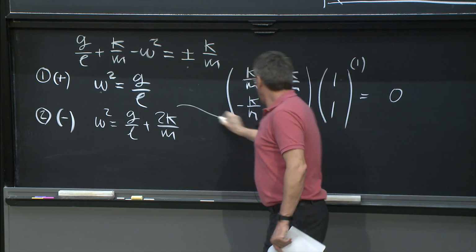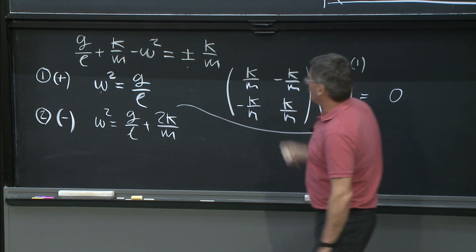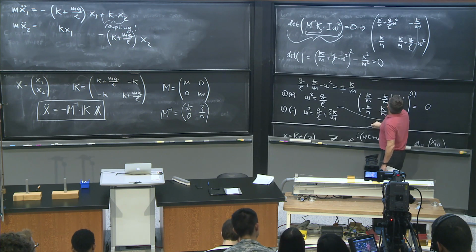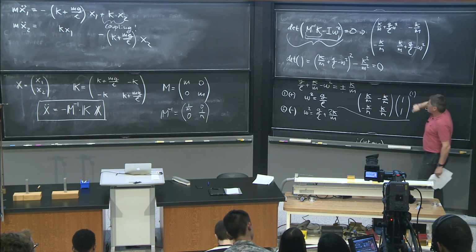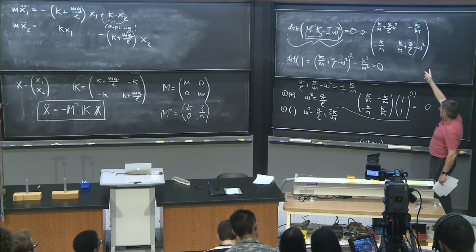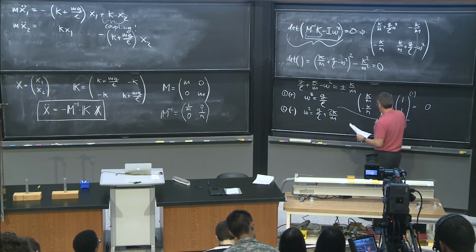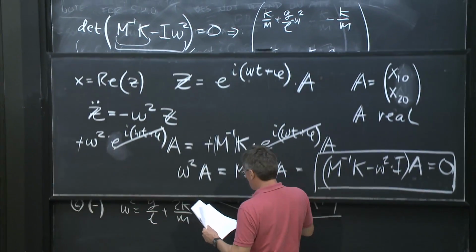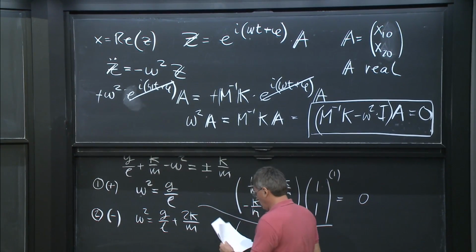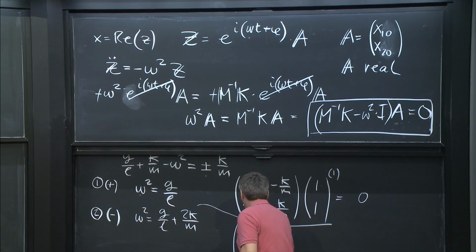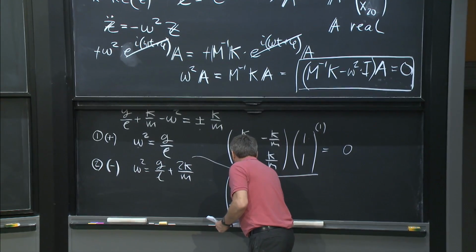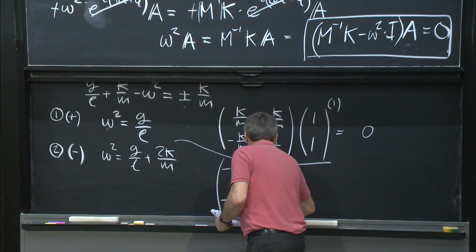What about this other frequency? If I plug this omega squared, G over L plus 2K over M, into this matrix, then the matrix is a bit more complicated. It will look very similar, but with important differences. So this one will look like minus K over M, minus K over M, minus K over M, minus K over M. OK?